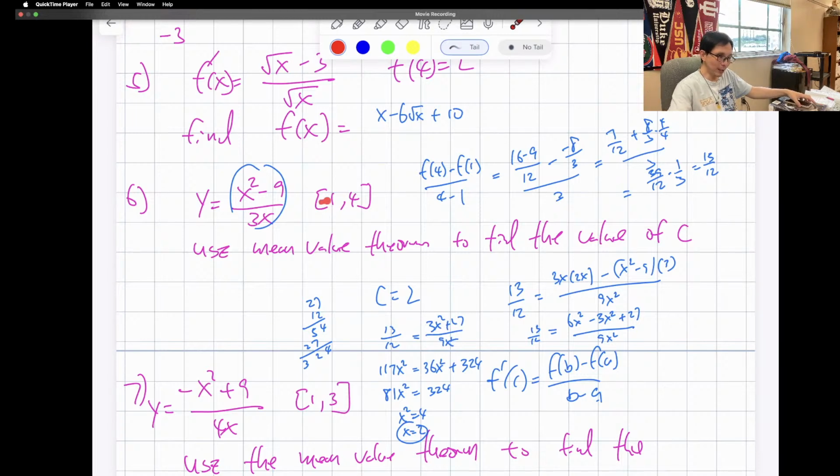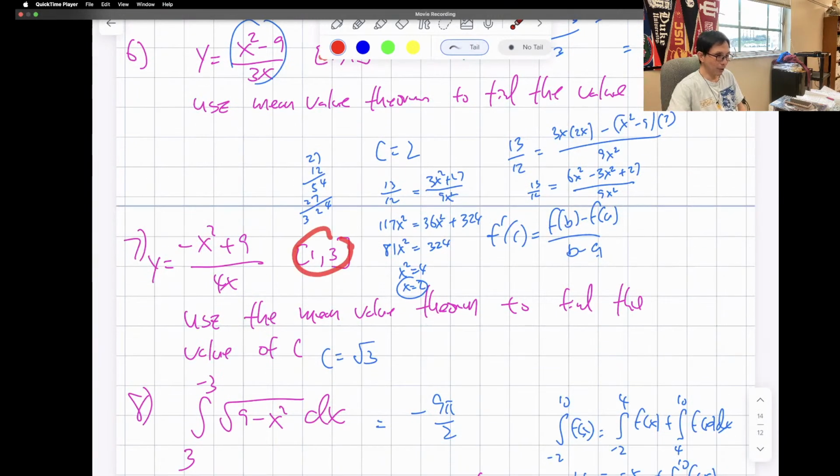If this were -1, you would say the mean value theorem does not apply because x cannot equal 0. X equal to 0 is not continuous. Therefore, the mean value theorem does not apply. You don't even need to do calculation. Or if you see a vertical asymptote or a cusp or sharp turn in the interval, it's not differentiable at a sharp turn, so it's not continuous or differentiable, and the mean value theorem does not apply. Does that make sense?